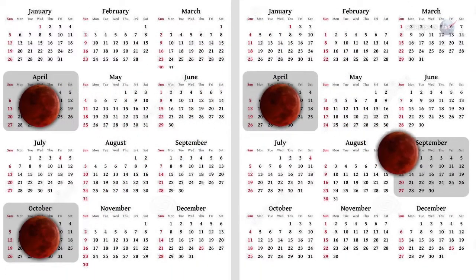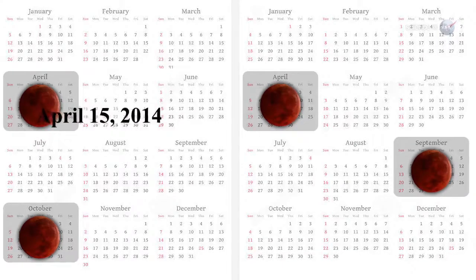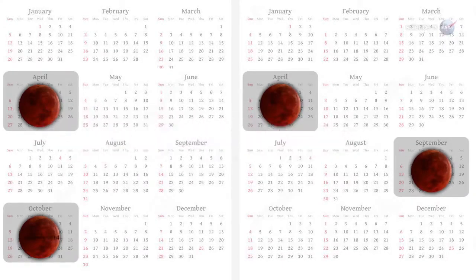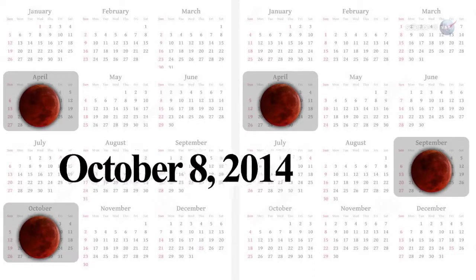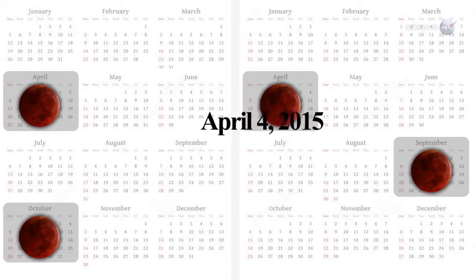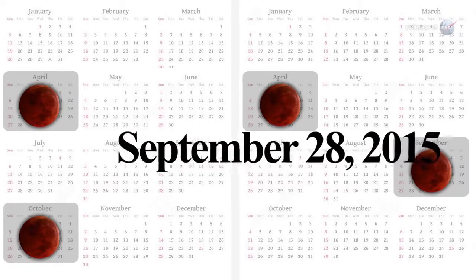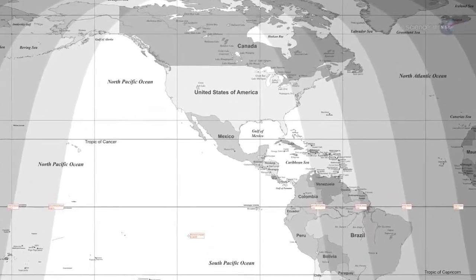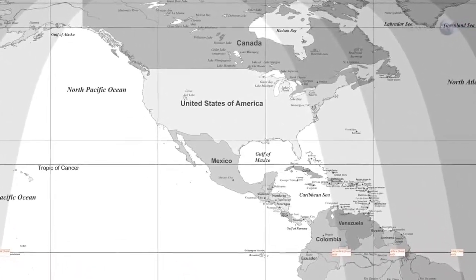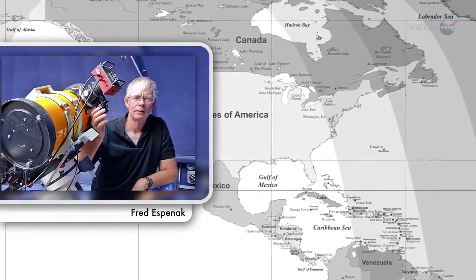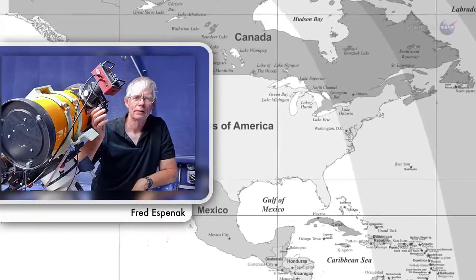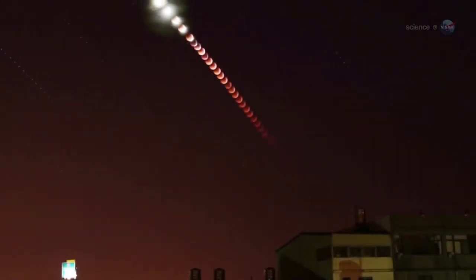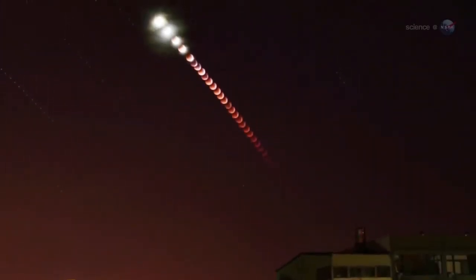intervals. The total eclipse of April 15th, 2014 will be followed by another on October 8th, 2014, and another on April 4th, 2015, and another on September 28th, 2015. The most unique thing about the 2014-2015 tetrad is that all of them are visible for all or parts of the USA, says longtime NASA eclipse expert Fred Espenak. On average, lunar eclipses occur about twice a year, but not all of them are total.